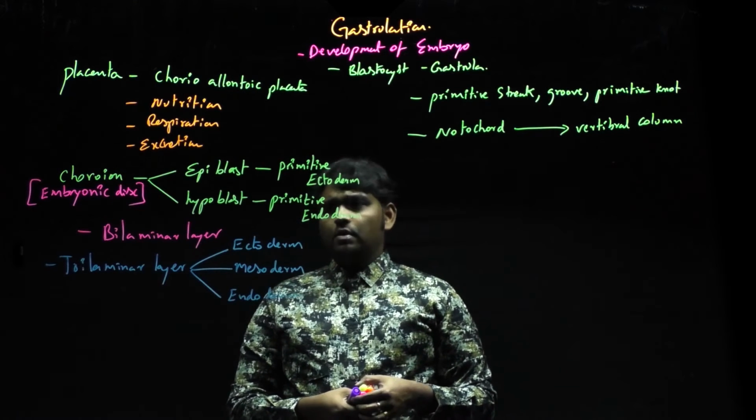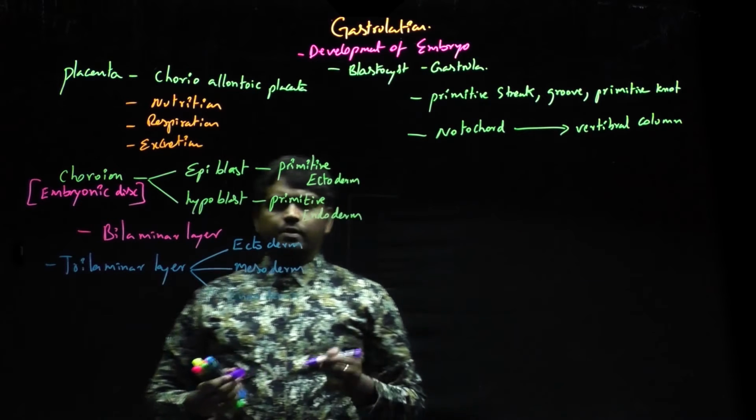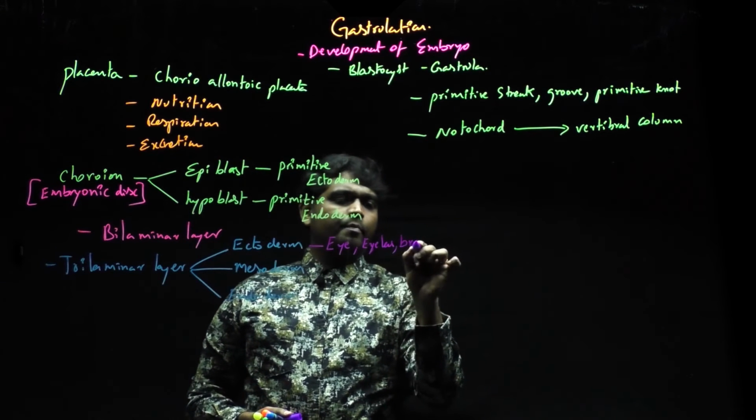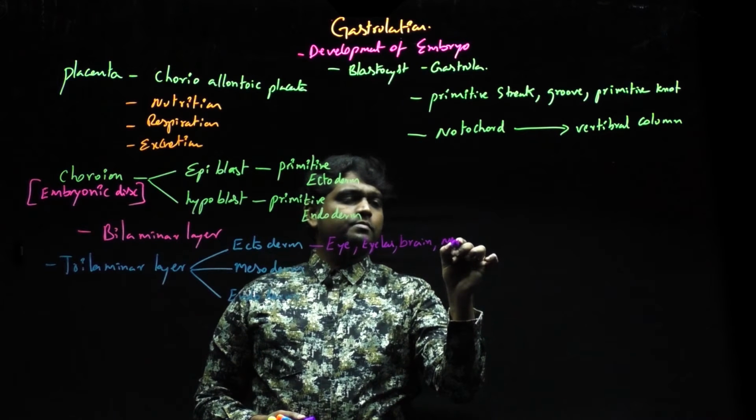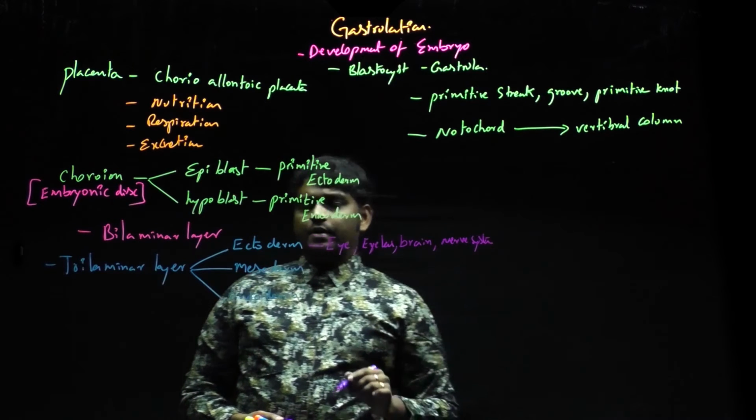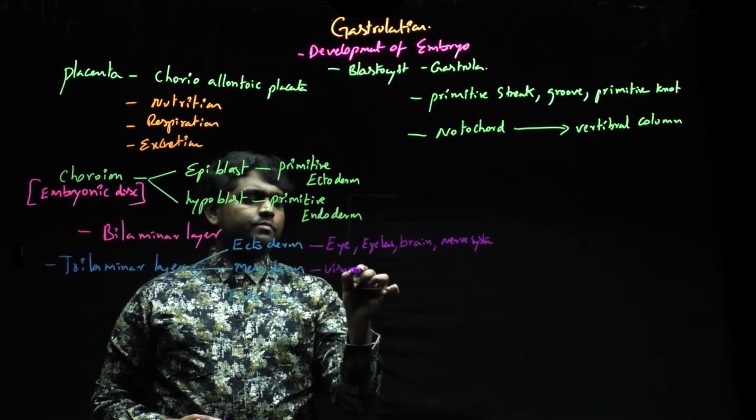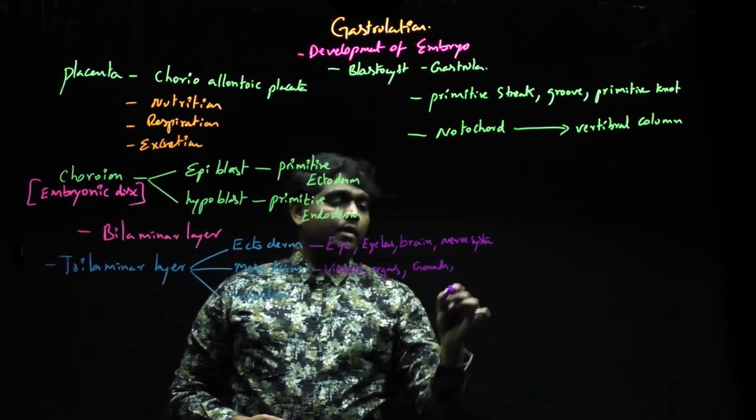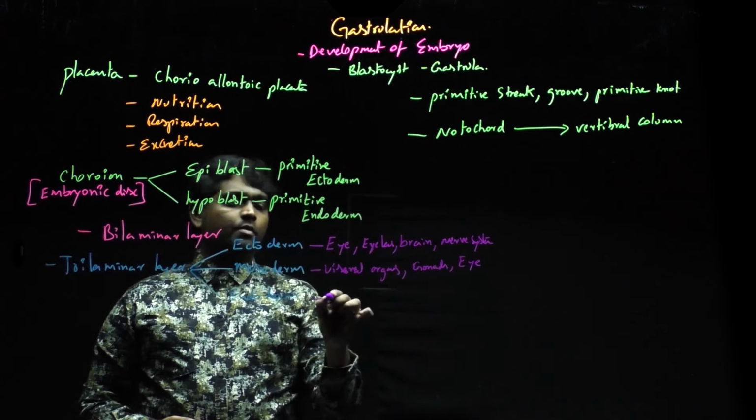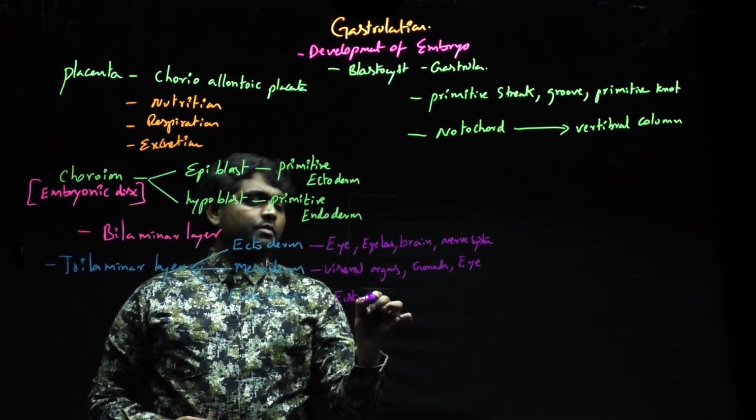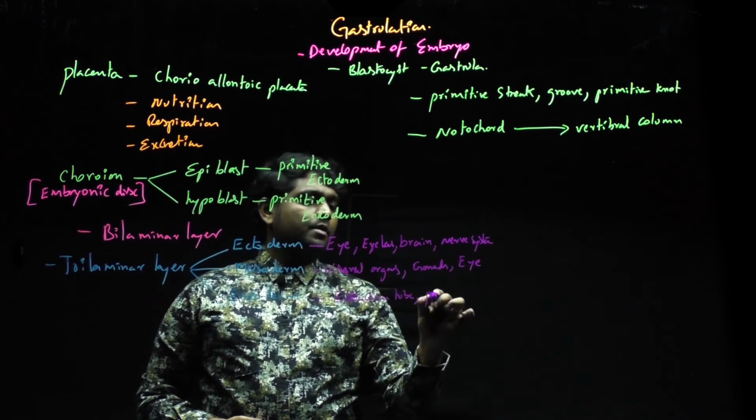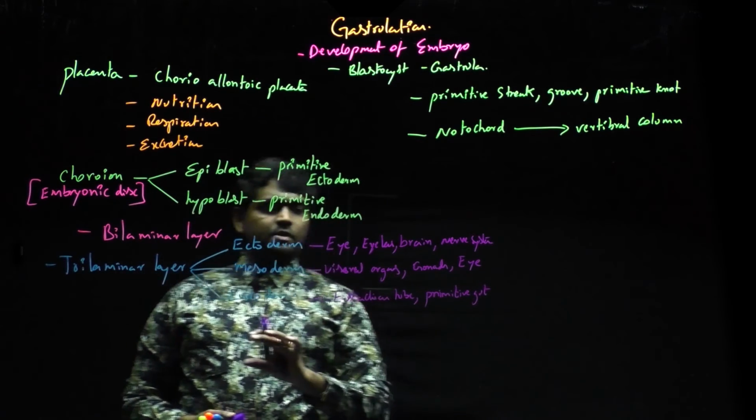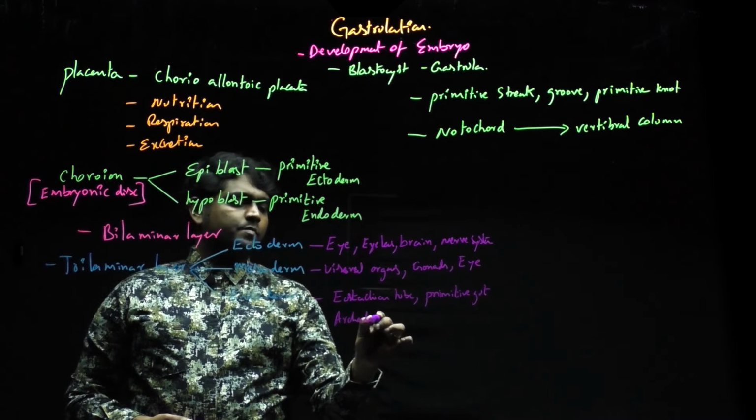So what structures are developed? The ectoderm gives rise to the eyes, brain development, and also the nervous system. The mesoderm gives rise to visceral organs and reproductive organs like gonads, and it also helps to develop the eye. The endoderm mainly develops the eustachian tube, and also the primitive gut. The complete structure called the archenteron will be developed.